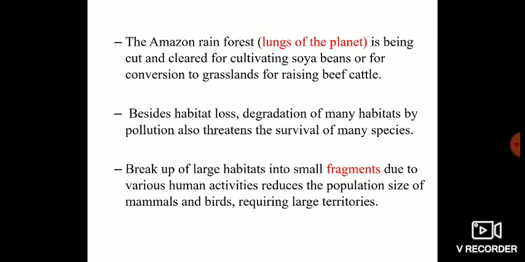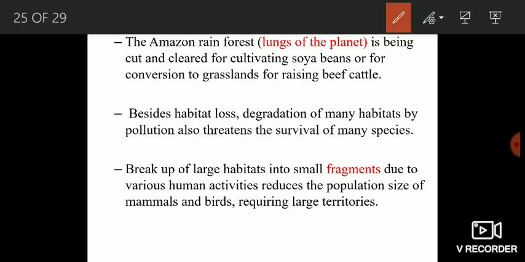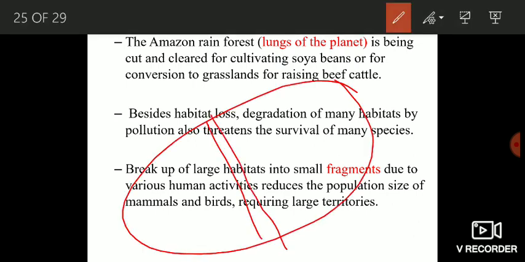And I have already told you what habitat fragmentation means. It means you have a large area, and this large area is broken down into small fragments due to developmental activities, for example construction of railway lines and roads. Once habitat fragmentation takes place, you have small areas, and the population has been reduced to small populations. You know that small populations are more prone to extinction. Some mammals and birds require large territories to reproduce, and once the large territories have been broken down into small fragments, they fail to reproduce, and hence extinction is likely.